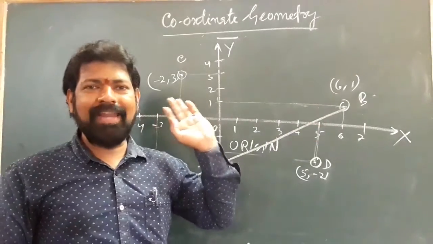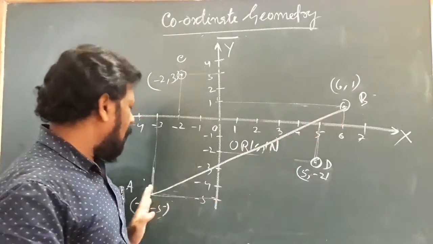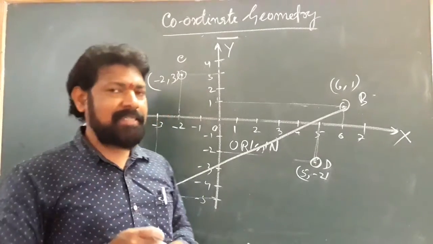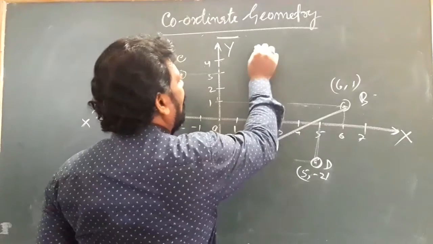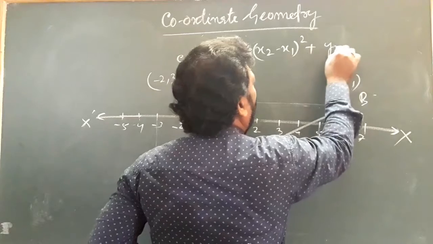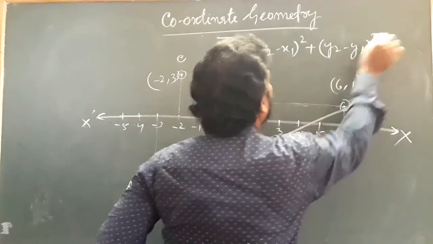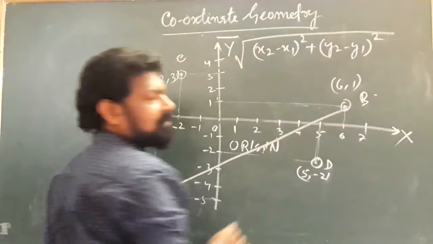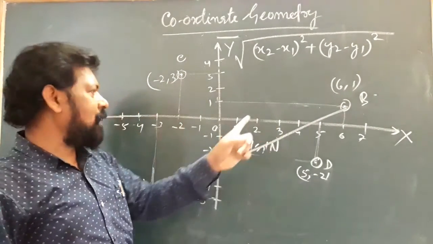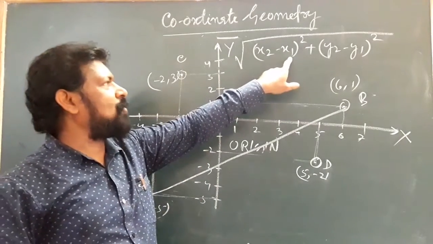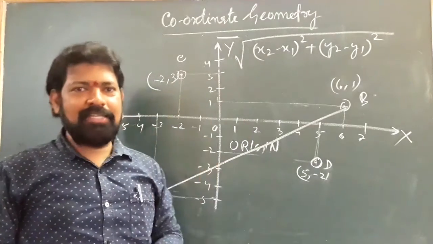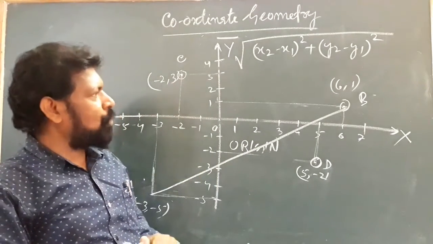Using that formula you can easily find the distance between A and B, and that formula is called the distance formula. It is given by the square root of (x2 minus x1) whole square plus (y2 minus y1) whole square. This is the formula given to find the distance between two points. This is the distance formula. I will calculate and show you that.